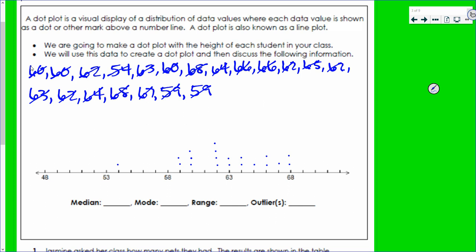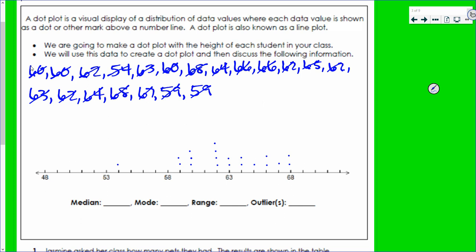Now last class I taught you guys to do median. I gave you the finger test, right? That still works. But now that we're in dot plots, I'm going to show you an even easier way to do it. So I just had to count how many data points I had, right? How many did we have?